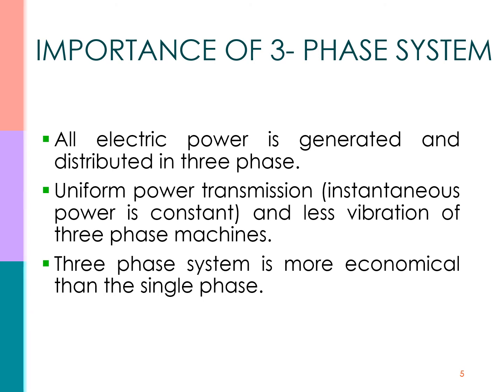The second reason is that the instantaneous power in a three-phase system can be constant, not pulsating, and this results in uniform power transmission and less vibration of three-phase machines. The third is that for the same amount of power, the three-phase system is more economical than the single phase. The amount of wire required for a three-phase system is less than that required for an equivalent single-phase system.